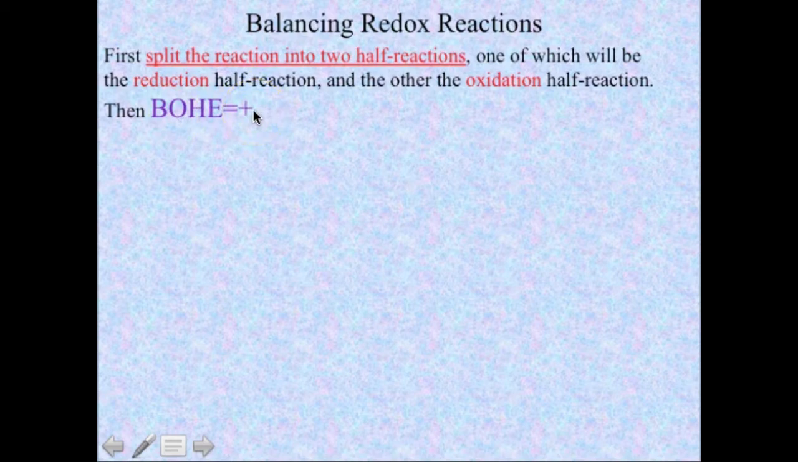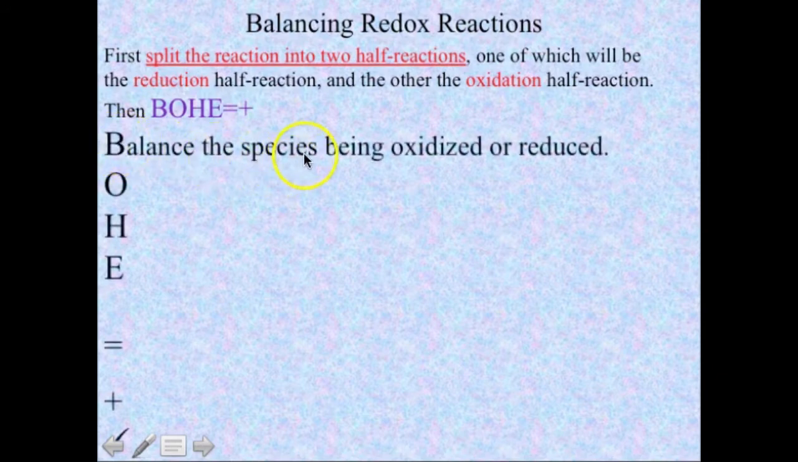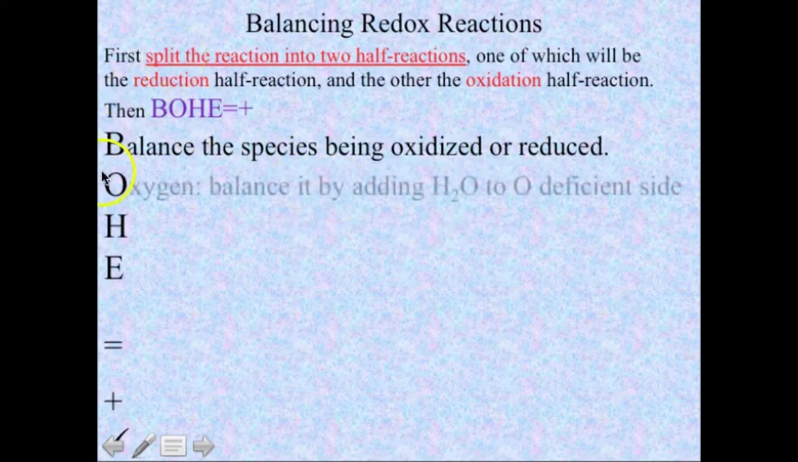BOHE equals plus. And what the hell is that all about? Okay, so B means balance the species being oxidized or reduced on both sides of the half reaction. Secondly, the O refers to oxygen. Balance it by adding water to the oxygen deficient side.